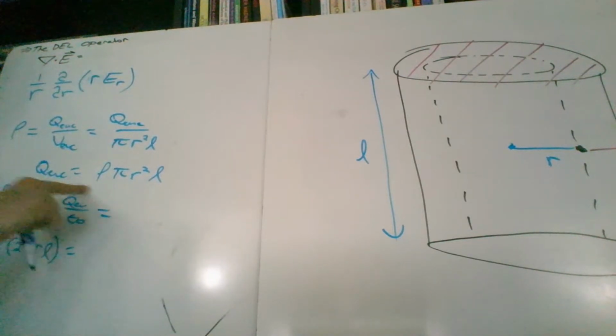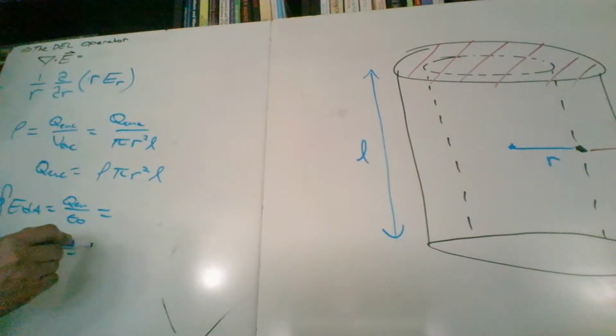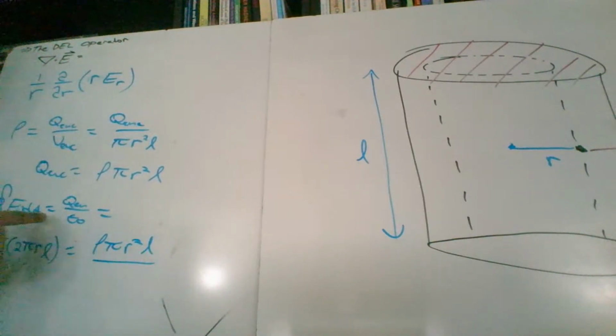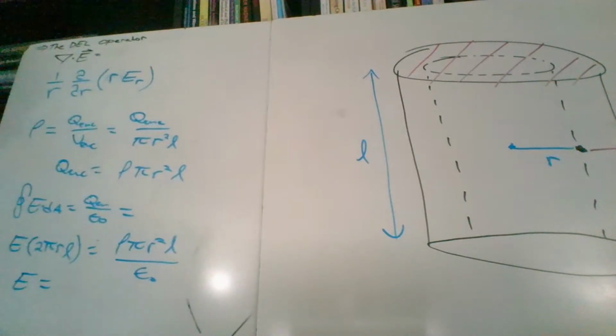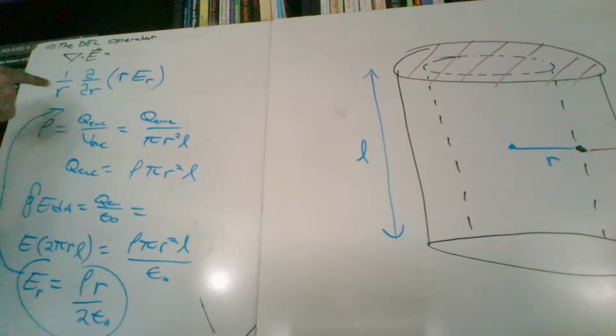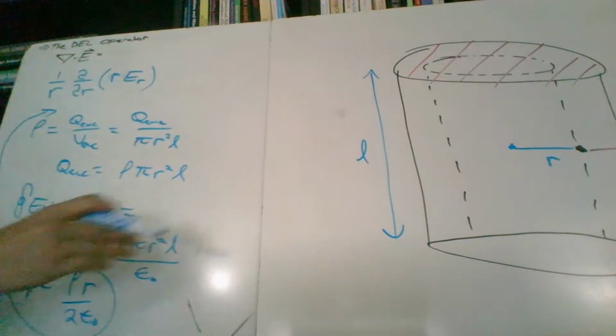We got this. I got to finish this question here. Q enclosed is equal to rho pi r squared L divided by epsilon naught. And then we solve. So what do we get for the electric field? The electric field is going to equal, and this is the electric field as a function of r, rho times r divided by 2 epsilon naught. And now that we have this, I'm going to plug it back into my divergence theorem for the electric field as a function of r.